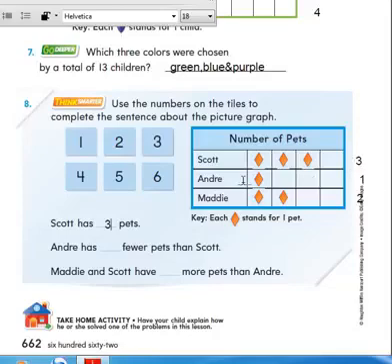So 1, look at the picture graph. 1 is fewer than 3 by what? By 2 pets.